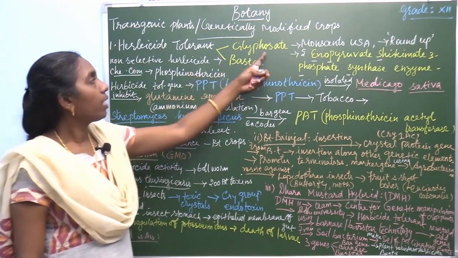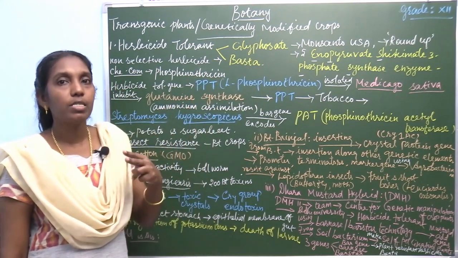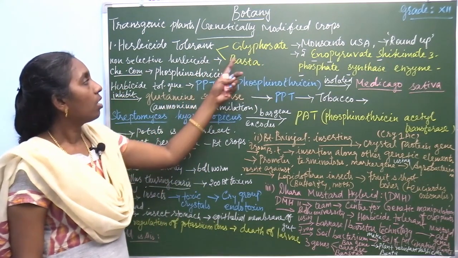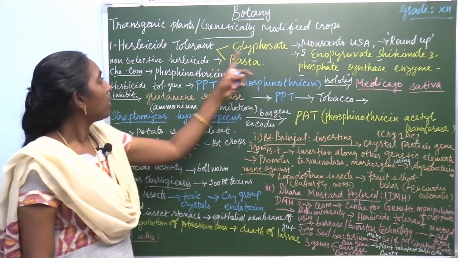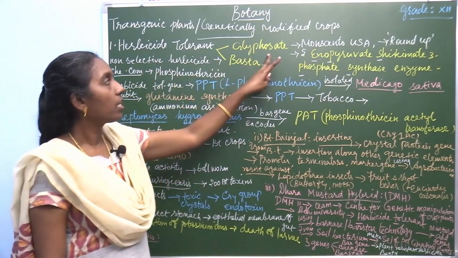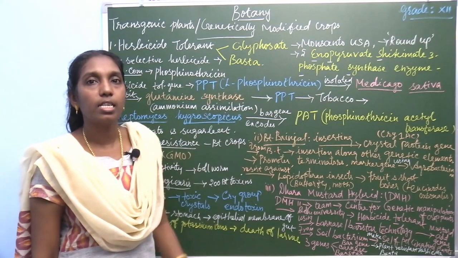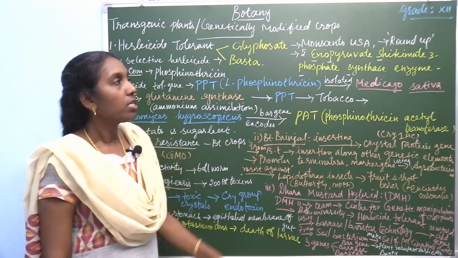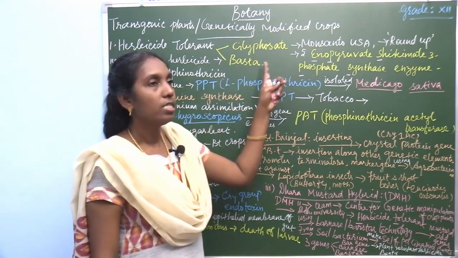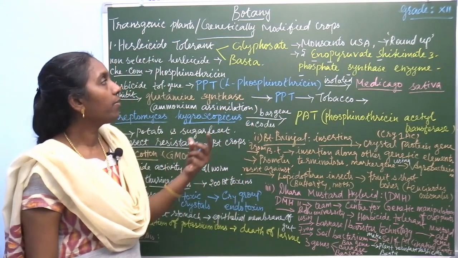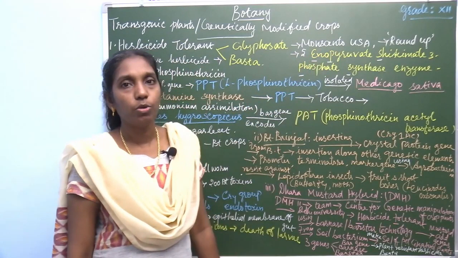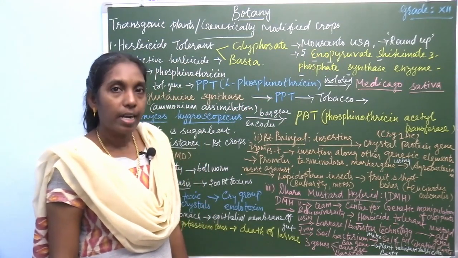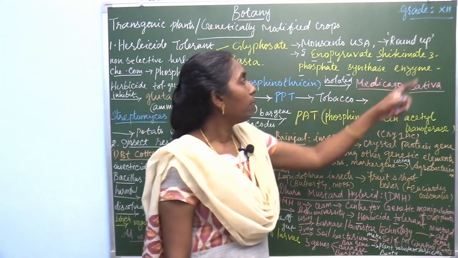There are two different types of herbicides. They are glyphosate and basta. Number one, there is glyphosate. Glyphosate is a herbicide made by the company Monsanto from USA. The trade name of this is Roundup.